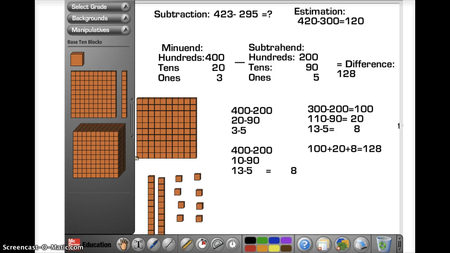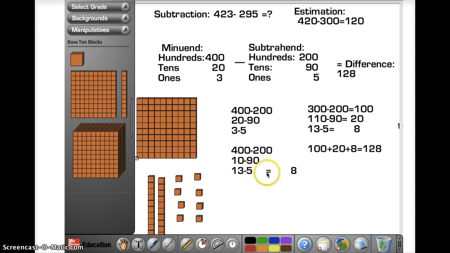Here is a symbolic representation. I have separated the values to 100, tens, and ones, and will subtract the numbers with the same place value. As you can see, just as what we did with the blocks, we have to borrow from the tens for the ones, and from the hundreds to the tens.